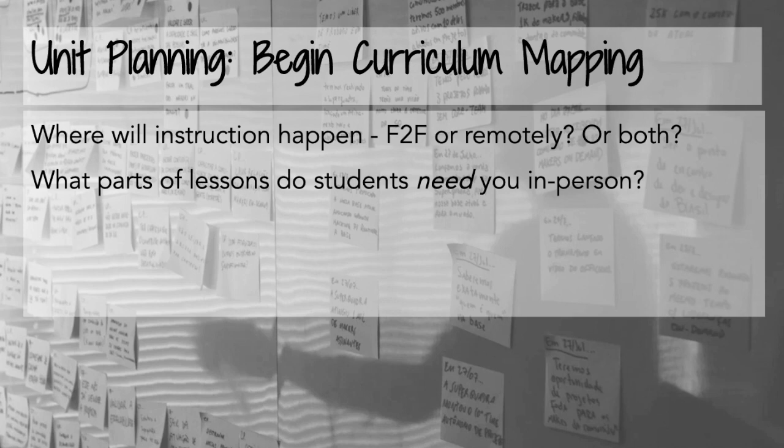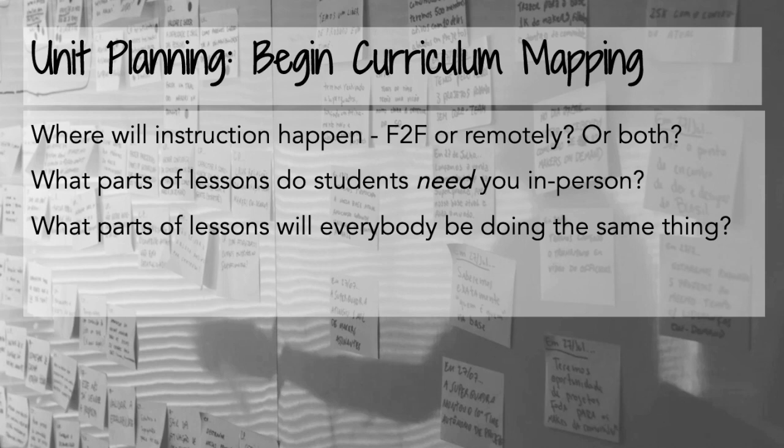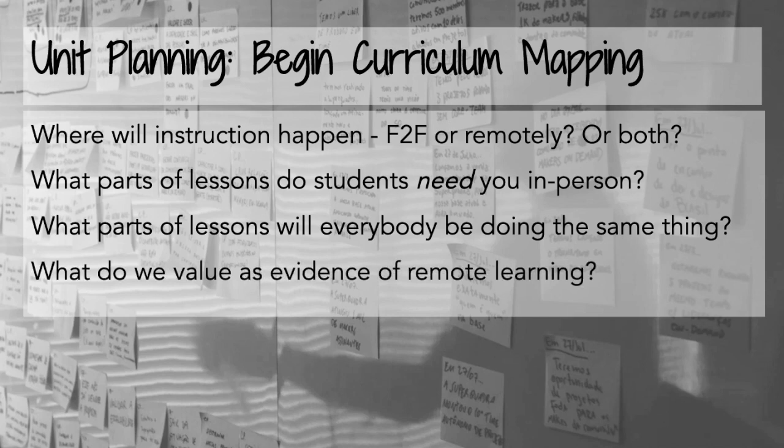And I think that those are the pieces that are more complex. As we move through depth of knowledge, kids need our support and our immediate feedback in the more complex tasks. So what parts of lessons will everybody be doing the same thing? Identifying those and flipping them to be video-based lessons that can be accessible at home or repeatedly will really equip kids to be successful. Then ask yourself, what do we really value as evidence of remote learning?